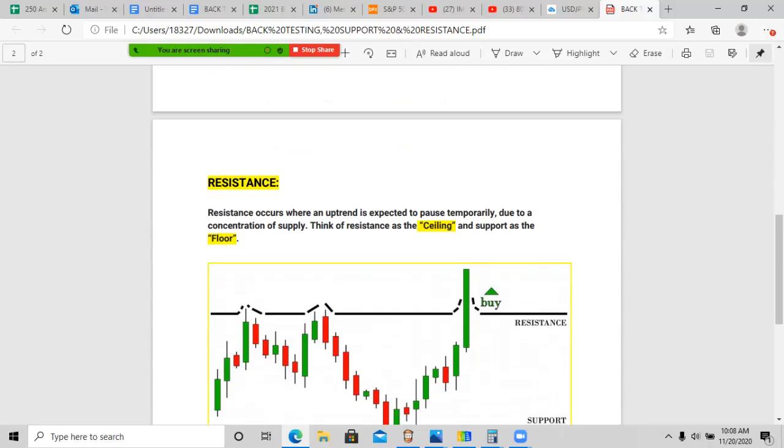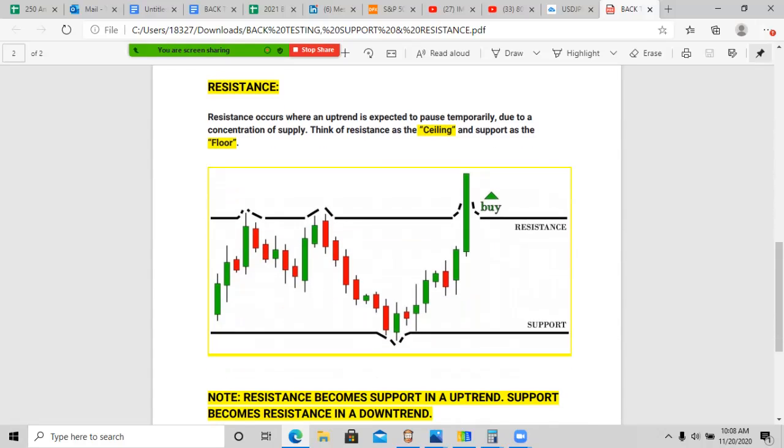Then we look into resistance. Resistance occurs when an uptrend is expected to pause temporarily due to a concentration of supply. Again, think of resistance as your ceiling and support as your floor. So here it resisted, back down, resisted, back down to the support. And when it breaks through, that's when it's going into an uptrend. What I'll show you in the next slide is that this resistance now becomes that support, because now it's going to bounce off here and keep going.